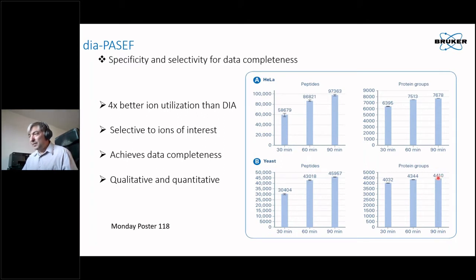And with yeast, this is again a 48 fraction library, and we cover almost the entire yeast proteome at 90 minutes and 60 minutes. There's not much difference in the number of things we detect at 90 minutes and 60 minutes because the instrument's so fast and the yeast proteome is not that complex. And even at 30 minutes, we get good coverage.